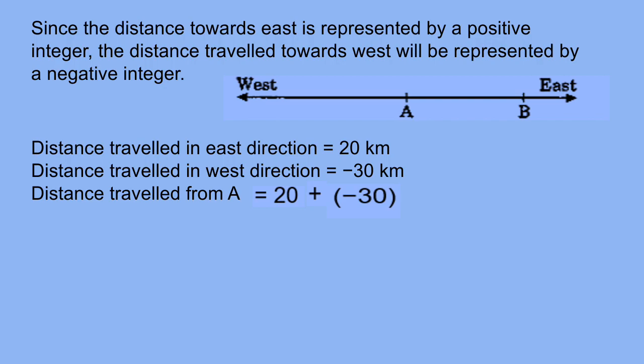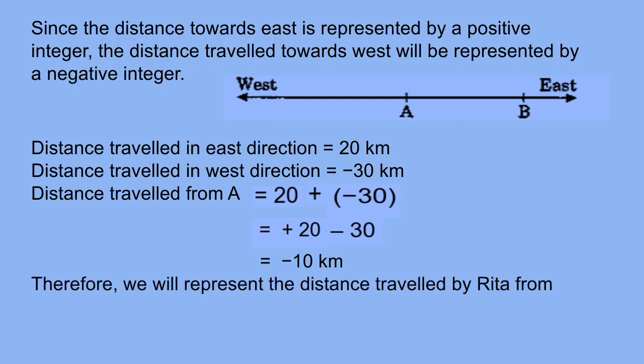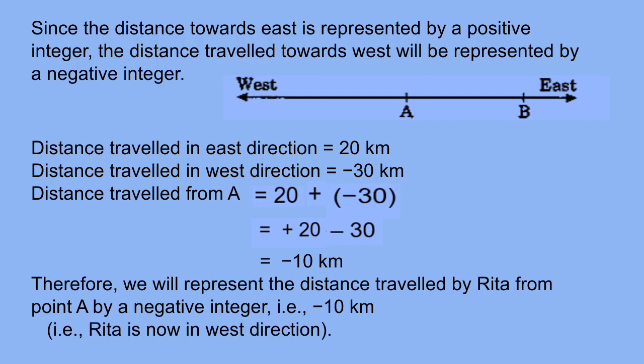So the next line I am going to remove the bracket. Plus 20, plus into minus is minus 30. The different sign, so I am going to subtract smaller number from the larger one. So 30 minus 20 is 10 and the symbol of the bigger number is minus. So my answer will be minus 10 km. This is the answer. I am going to write the answer like this. Therefore, we will represent the distance travelled by Rita from the point A by a negative integer, that is minus 10 km. That is, Rita is now in west direction.